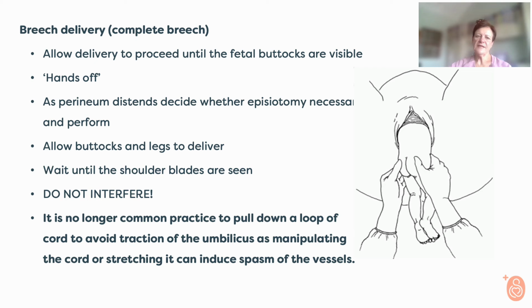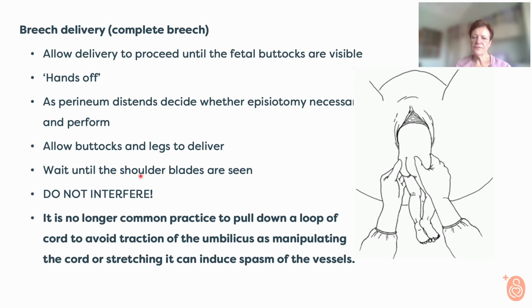Now, in the case of a complete breech, what we do is we allow the delivery to proceed until the fetal buttocks are visible, so that we can see the fetal buttocks. And as I've said, and will several times again say, hands off. Now, as the perineum distends, one can decide whether you want to do an episiotomy or not. And one can even do an episiotomy later if necessary, when the shoulders or the head come afterwards. I think then space might just be a little bit of a problem. So it might be a good idea to decide early whether you want to do an episiotomy or not.